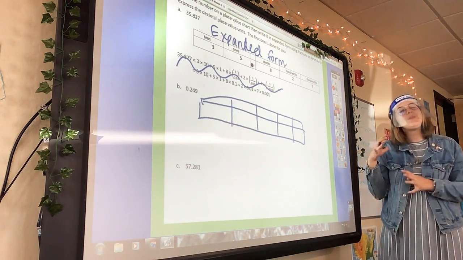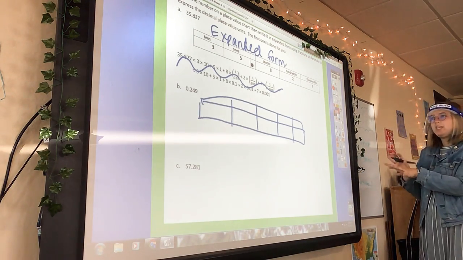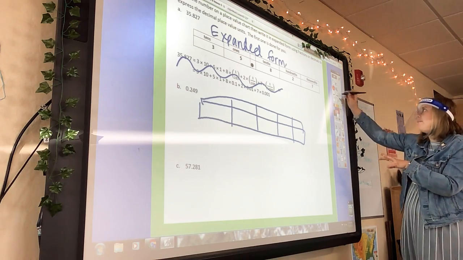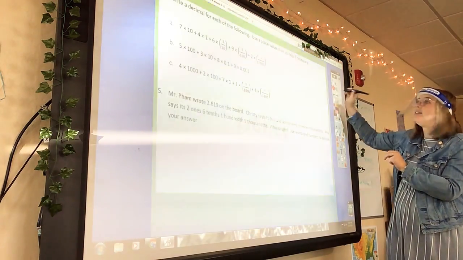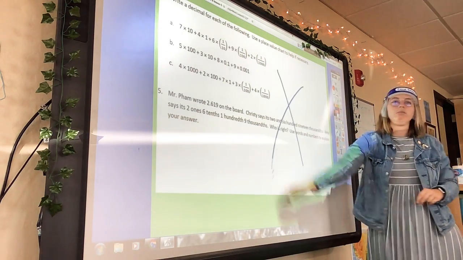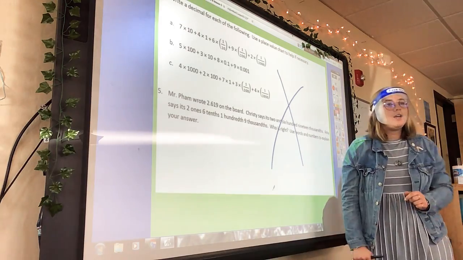So don't make it harder. If they made it look harder than it is, it's not. Just put it in a place value chart and then write expanded form. And then we're going to skip 4 and 5, okay? So you can cross those out, okay? Sound good? Okay, cool.